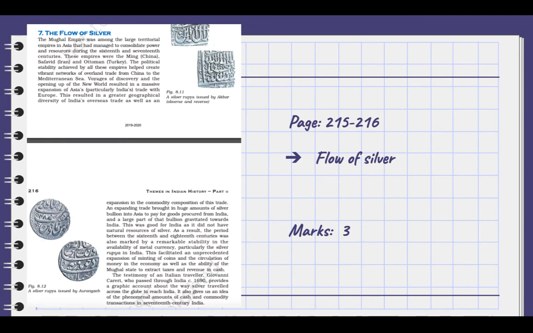Pages 215 to 216 talk about the flow of silver, or the flow of wealth from across the world into India, because India at this point of time was producing so many fine crafts and so many different crops that they were constantly being exported from here. And at least in this phase, we did not need much from the West, which meant that India had a favorable balance of trade. So I don't think there will be an 8 marker question from here. So questions may come for 1 to 3 marks.